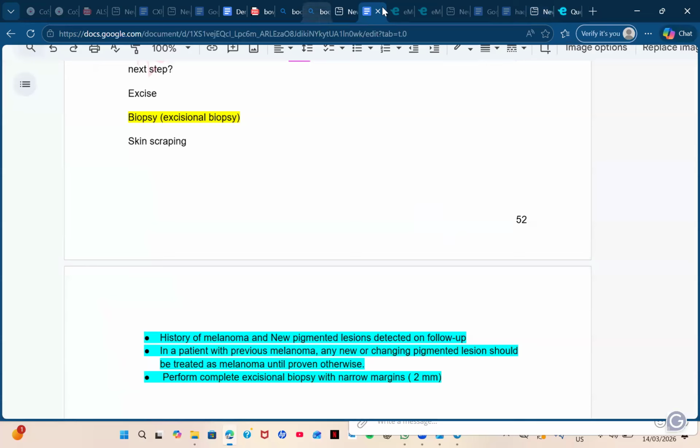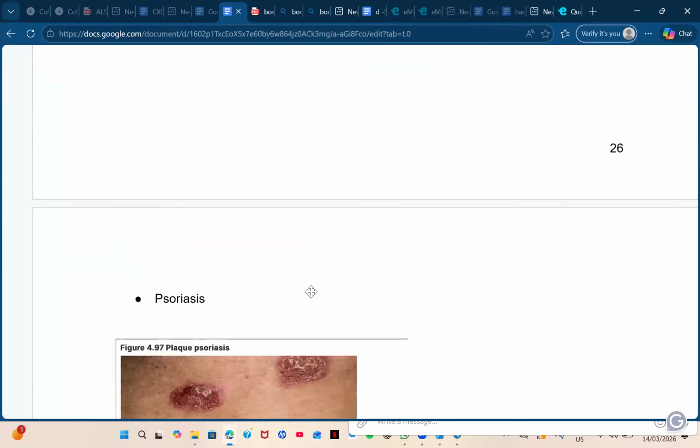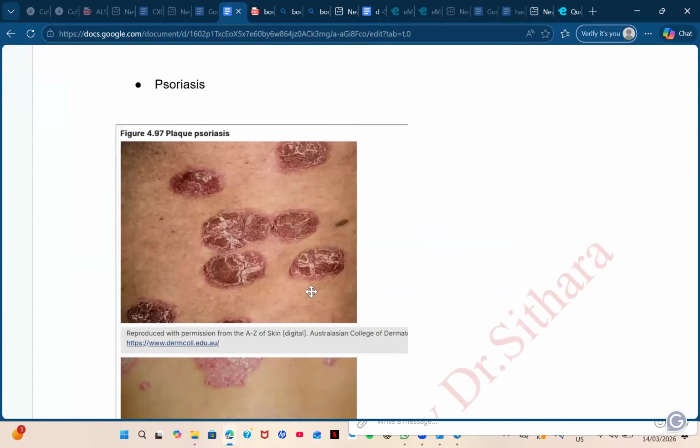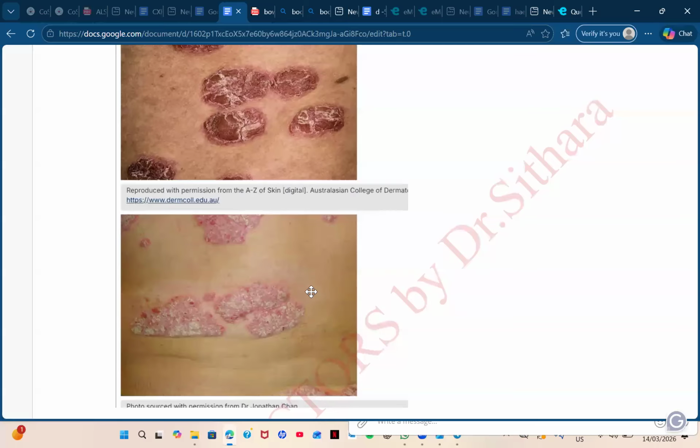So, where's my PDF? Okay, here. So keep those things in your mind. Now, what do you know about psoriasis? How does it present, doctors? Tell me about psoriasis. What do you know about psoriasis? How does it present?